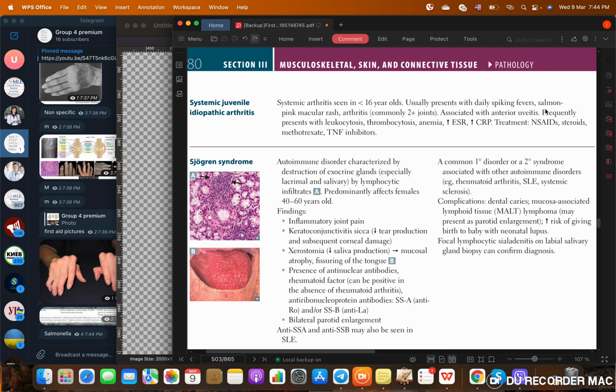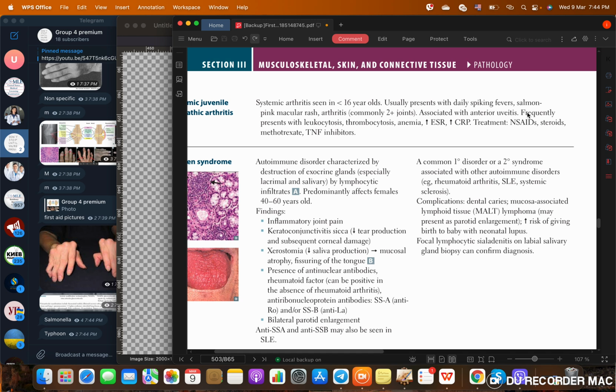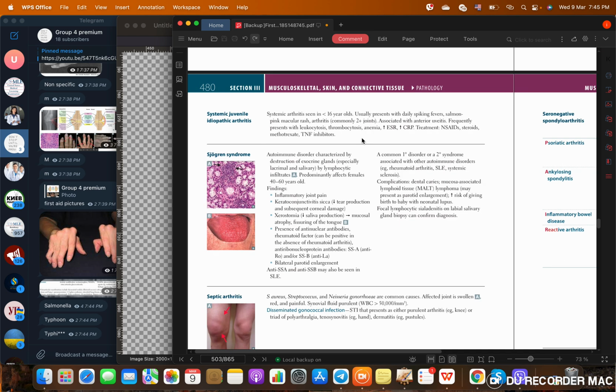Good, salmonella. Salmonella typhi, yes. So they say pink macular rash and arthritis, commonly more than 2 joints. It's associated with anterior uveitis and it frequently presents with leukocytosis, thrombocytosis, and anemia. Anemia of chronic disease, of course. And also, we have more ESR and more CRP. The treatment can be with NSAIDs, steroids, and methotrexate. Don't forget about the TNF inhibitor, which all decrease the inflammatory reaction.